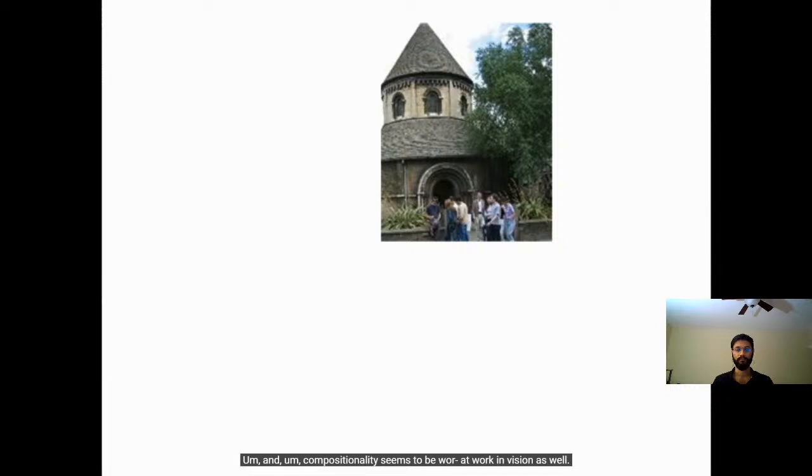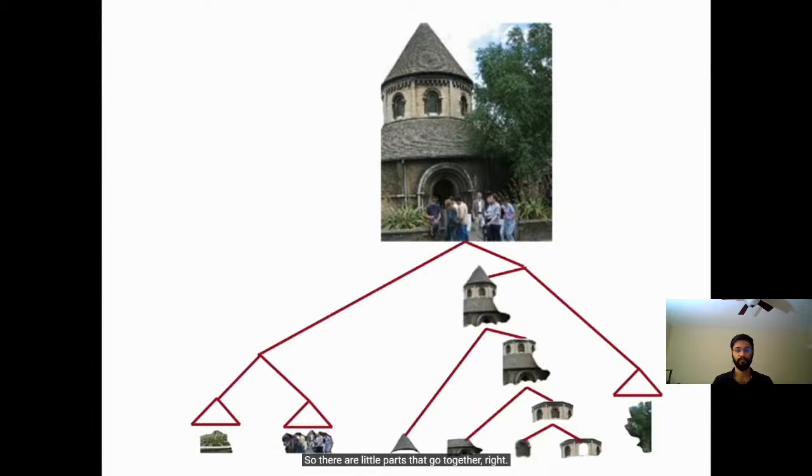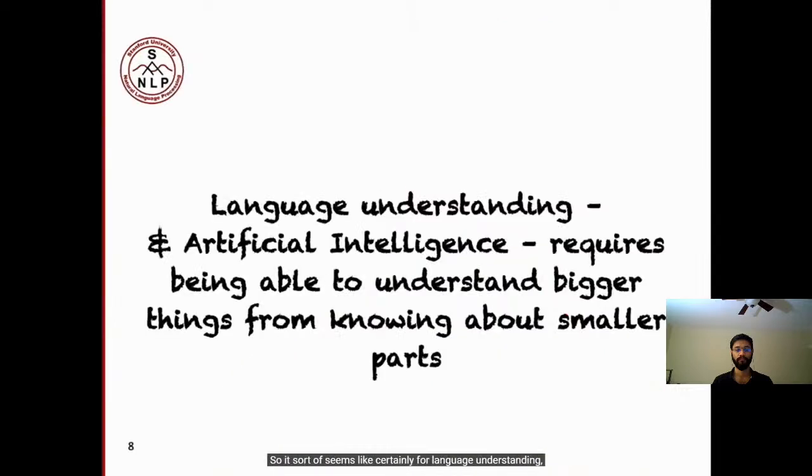Compositionality seems to be at work in vision as well. So here is a scene, and again, it seems like this scene has parts. There are little parts that go together, right? There are people that go together into a crowd of people, and there's a roof and a second floor and another bit of roof and a first floor that go together into a picture of this church. So this is also a compositional scene in which pieces go together. So certainly for language understanding, and really for a lot of the other things we use for intelligence, we somehow need to be able to understand bigger things from knowing about smaller parts.